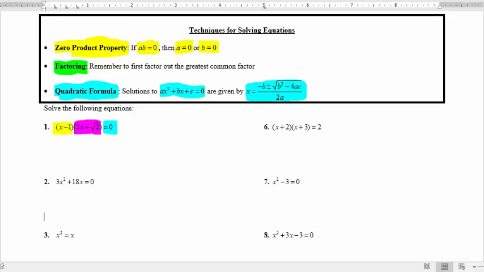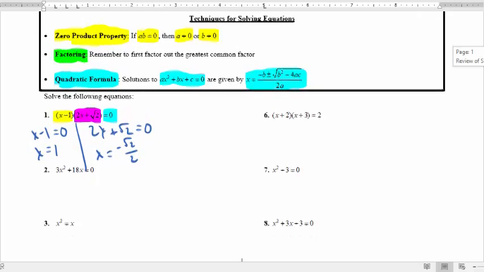So what do we do? We just take each individual factor and set each of them equal to 0, right? And we just keep these separated. So in this case, we would end up with either x equals 1, or here we would subtract square root of 2 and divide by 2. So we'd end up with negative square root of 2 over 2, right? So that was very straightforward because of the fact that it was already in the a times b equals 0 form. We didn't even need to factor, okay?